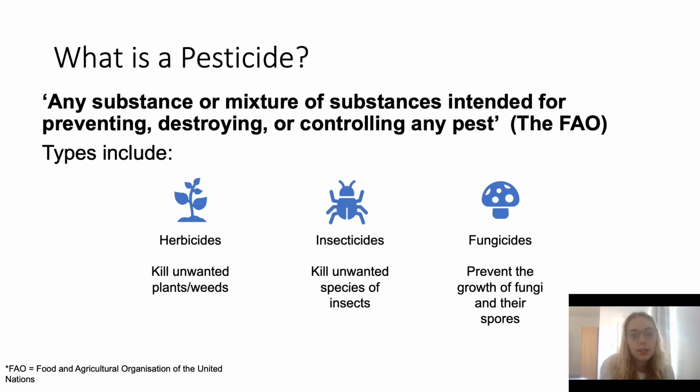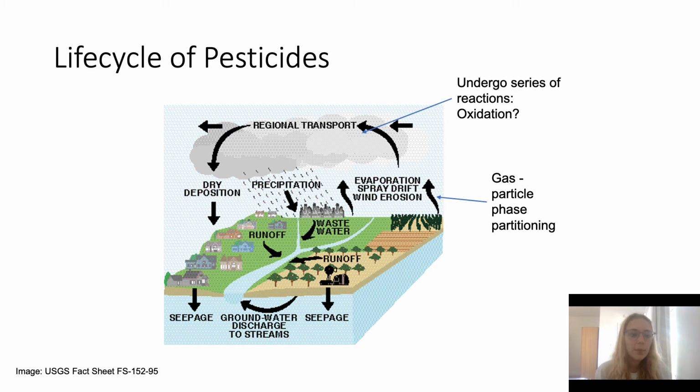Firstly, what is a pesticide? A pesticide is any substance or mixture of substances intended for preventing, destroying or controlling any pest. These include herbicides, insecticides and fungicides. The life cycle of a pesticide is shown on this slide. We are interested in the atmospheric section.